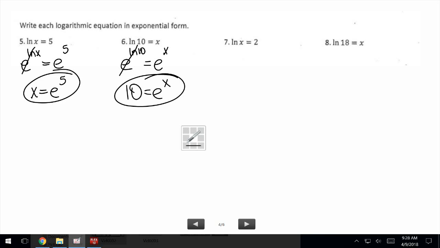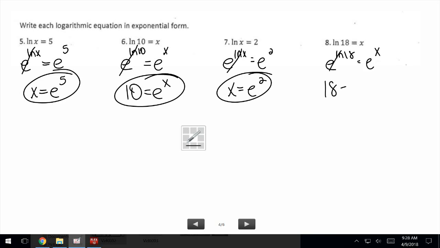Looks good. All right, make sure you got x equals e to the second, and 18 equals e to the x. How are we doing so far? Are we okay? Pretty easy so far? Yeah. All right, let's look at the next one.